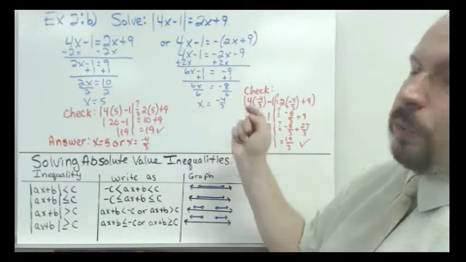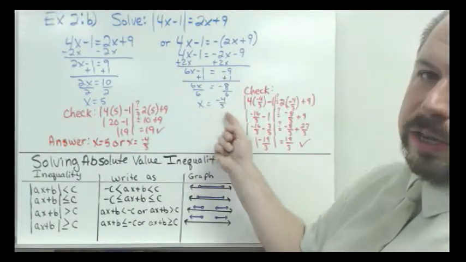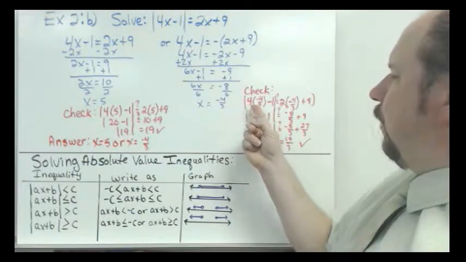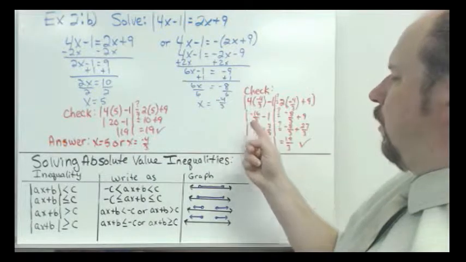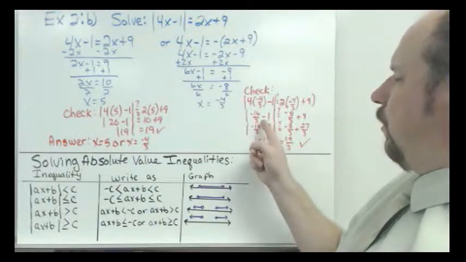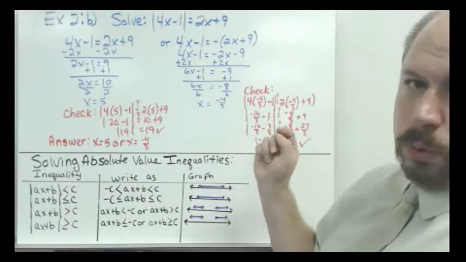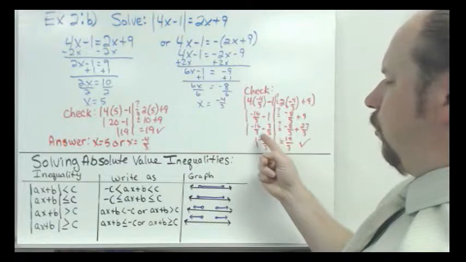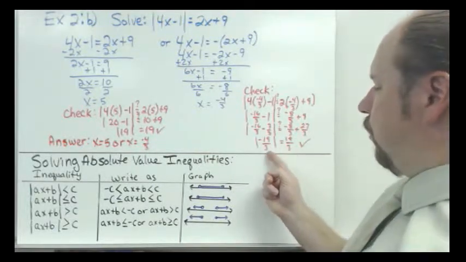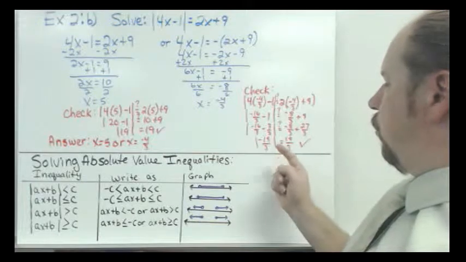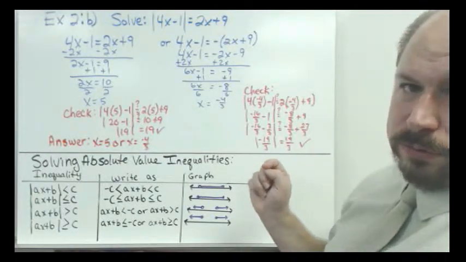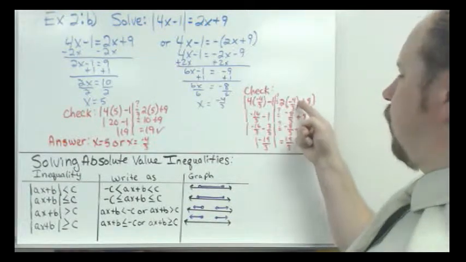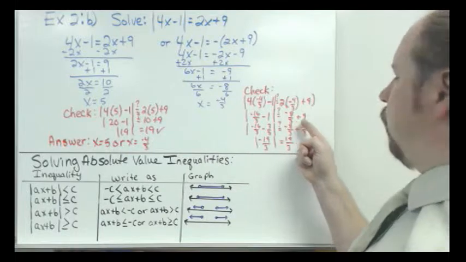So we have to divide both sides by 6 to solve for x, and we get x equals negative 4 thirds. So let's put that back in. Negative 4 thirds times 4 is negative 16 thirds, and negative 16 thirds minus 1. Well, 1 we can rewrite as 3 thirds, so we have a common denominator. So I've done that here. Negative 16 thirds minus 3 thirds is negative 19 thirds. And when we take the absolute value of that, of course, we get positive 19 thirds. On the other side, we get 2 times negative 4 thirds, which is negative 8 thirds, plus 9.